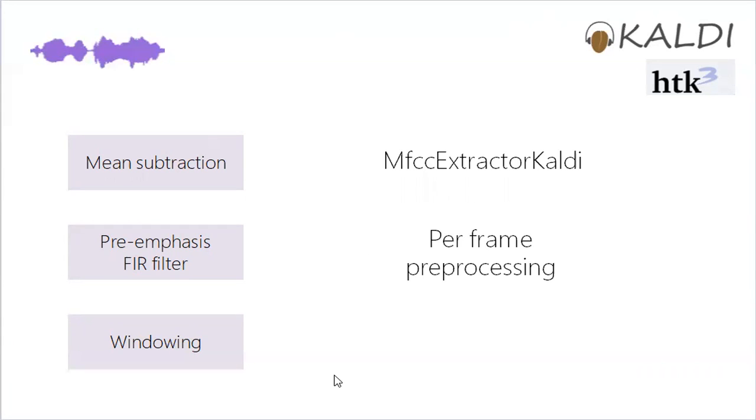And in NWaves, in the .NET NWaves library, there is no mean subtraction in a general feature extraction routine. So if you want to mimic Kaldi and HTK behavior with this option on, in NWaves, you will need to use the MFCC extractor Kaldi subclass. In all other situations, you will be just okay with the MFCC extractor class. So just a word of caution.